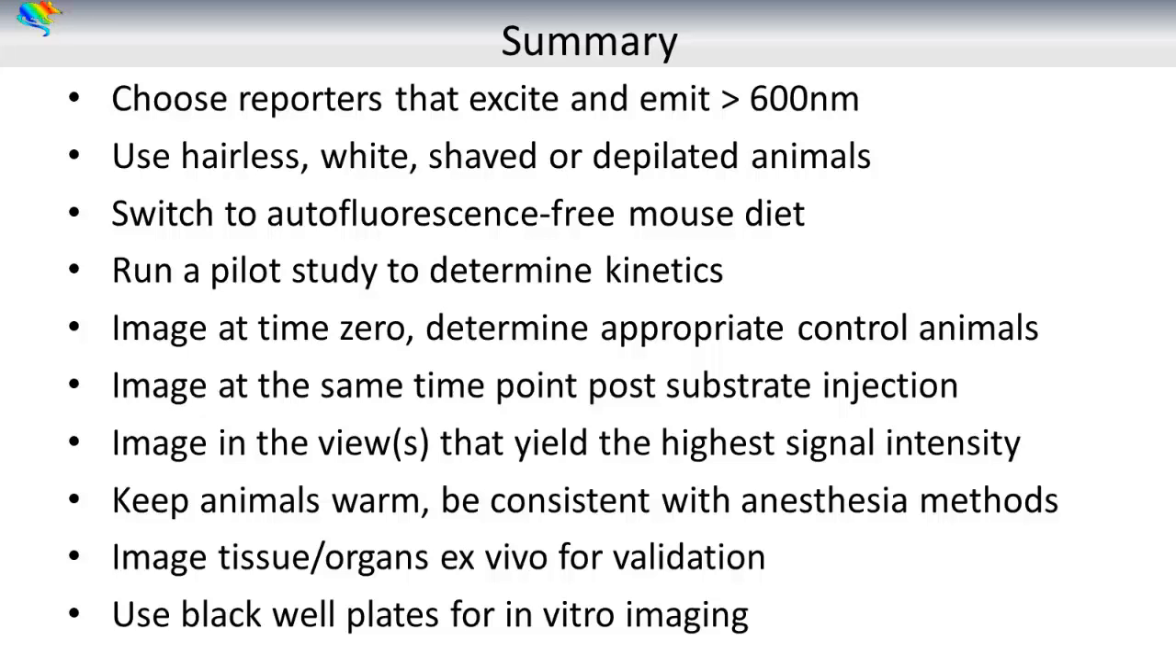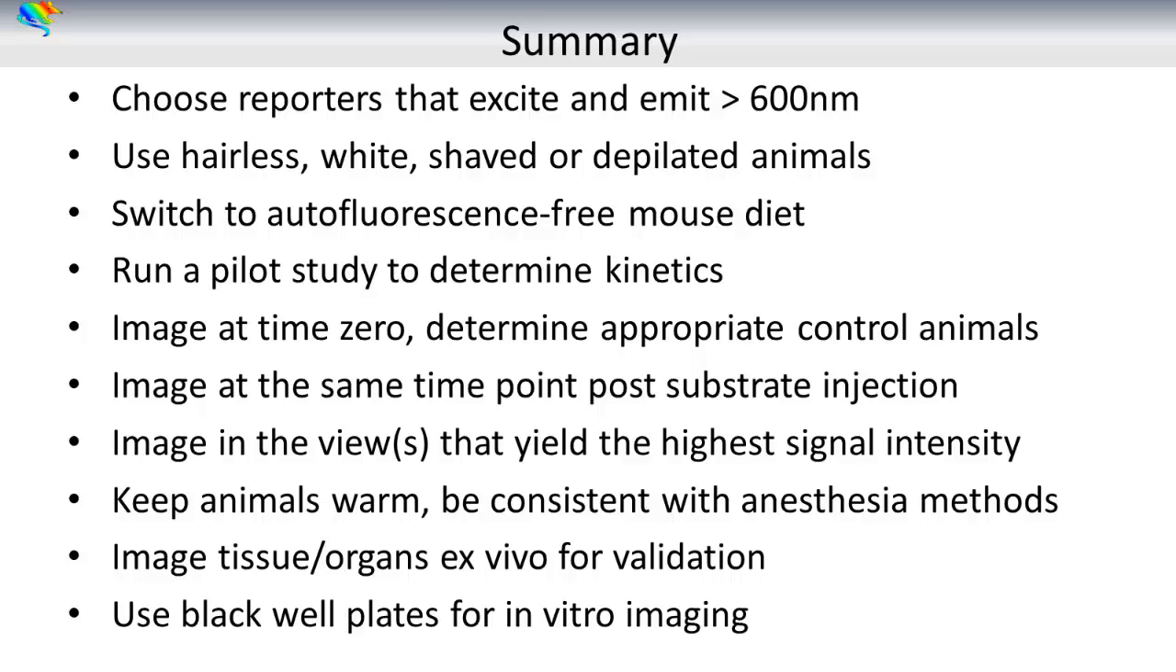In summary, choose reporters that excite and emit beyond 600 nanometers. Use hairless, white, shaved or depilated animals. Switch to autofluorescence-free mouse diet. Run a pilot study to determine kinetics. Image at time 0. Determine appropriate control animals.